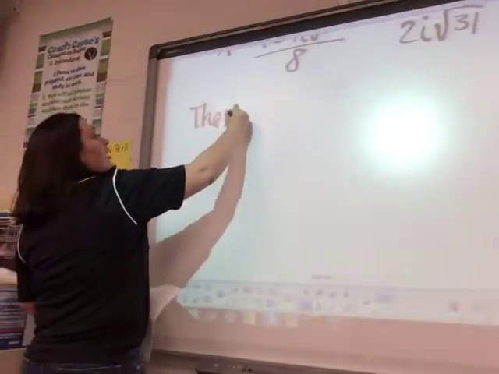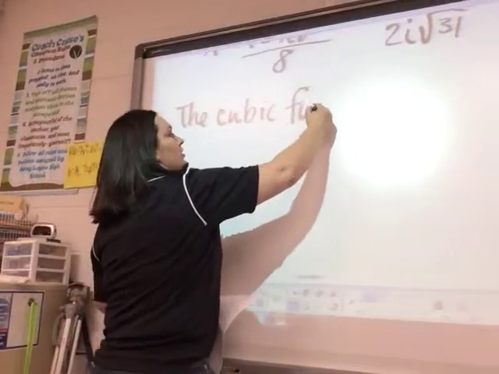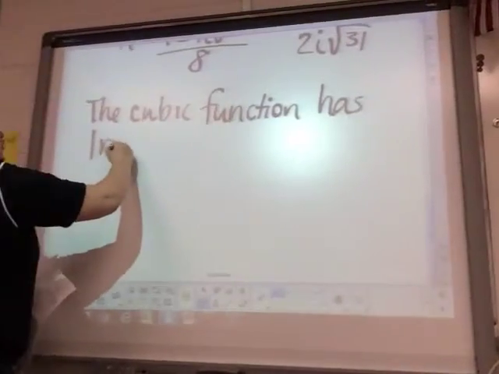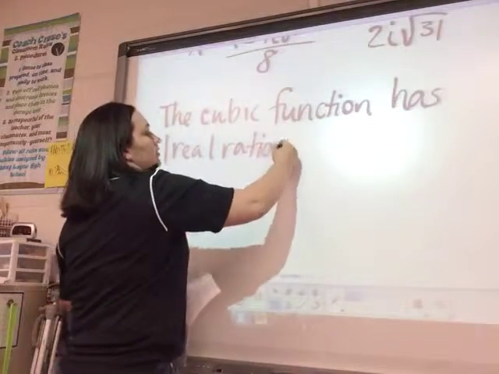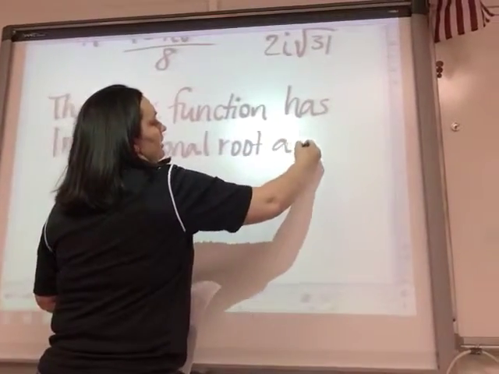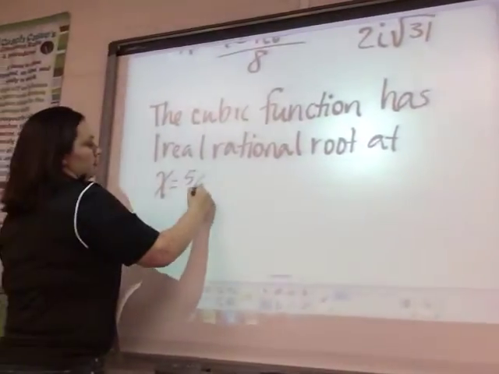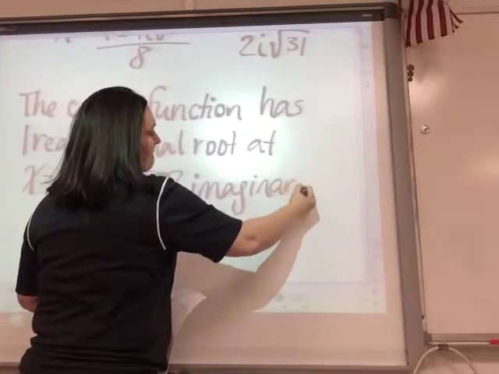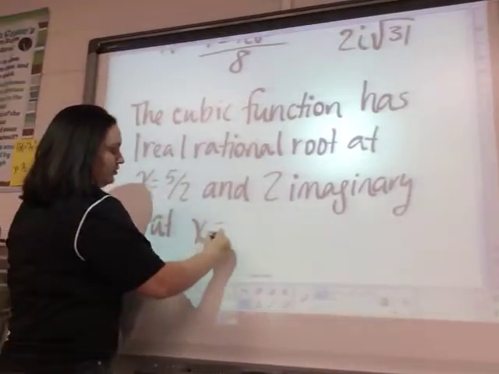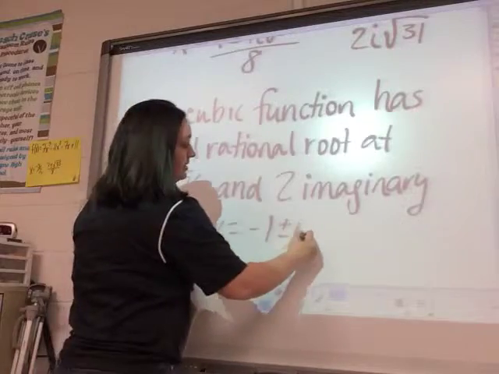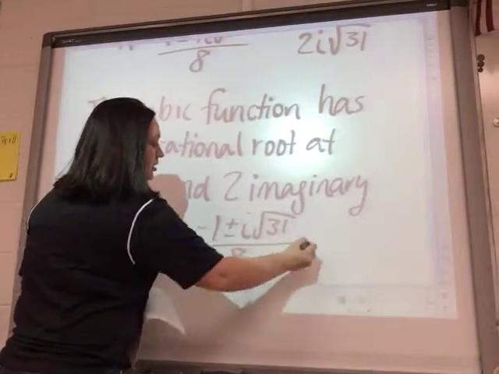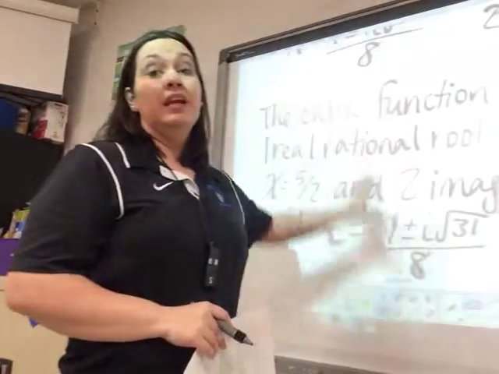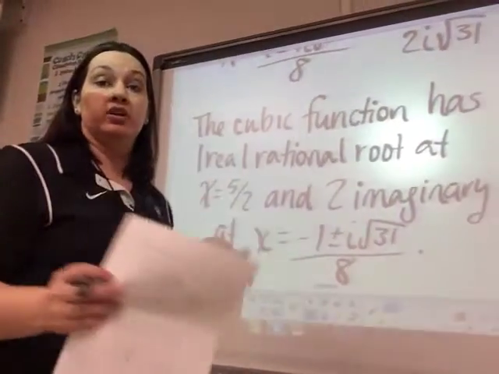For the cubic, I always like to write a sentence. This cubic function has one real rational root at x equals 5/2 and two imaginary at x equals negative 1 plus or minus i radical 31 over 8. So a cubic function can be solved using your rational root theorem, synthetic division, and your quadratic formula to find all of your actual answers.